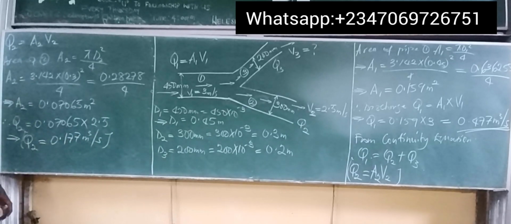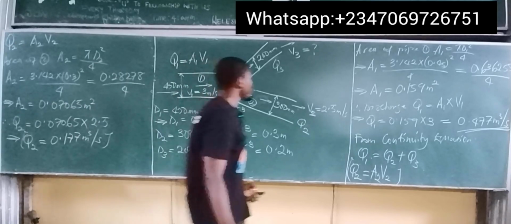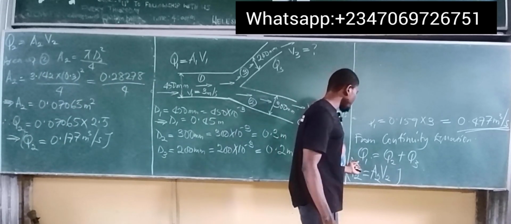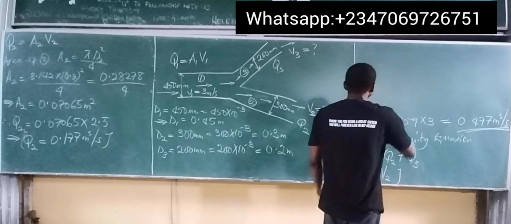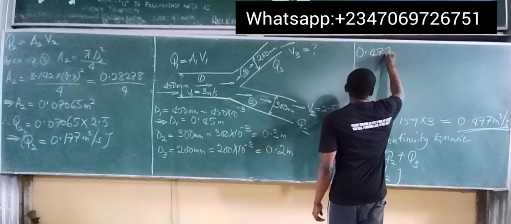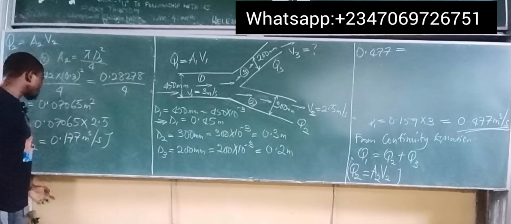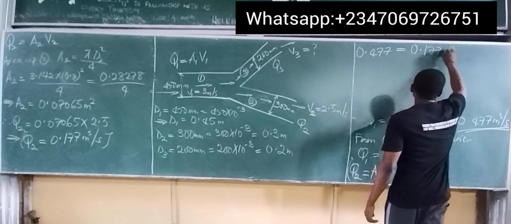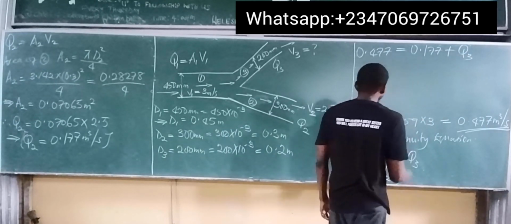We have to now employ the continuity equation and find discharge at portion 3. That will help us to obtain the velocity at that portion. Alright, so from the continuity equation, we obtain that Q1 equals Q2 plus Q3, and Q1 was given to us as 0.477. That's equal to Q2, now found as 0.177, plus Q3. So all we need to do now is make Q3 the subject, that's the discharge at pipe 3.